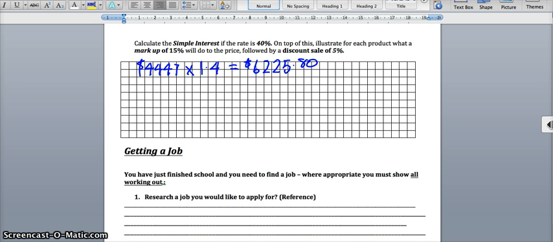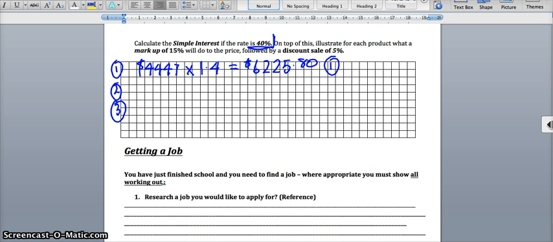On top of this, illustrate for each product. So for each of, remember you had these 3 products back here? This is product 1. You do the same for product 2 and do the same for product 3. So that would be done to there, okay? Then you get each product, product 1, mark up 15%, and then follow that by a discount of 5%. I'm happy for you to do 2 or 3.